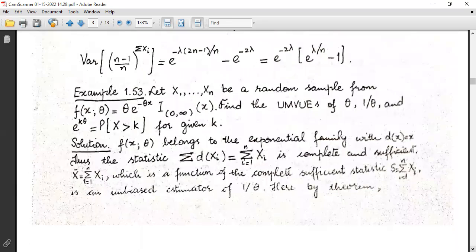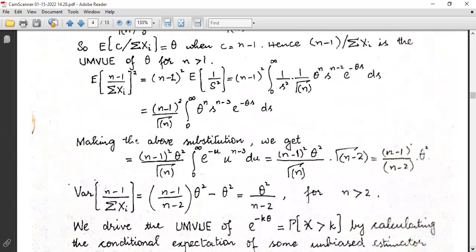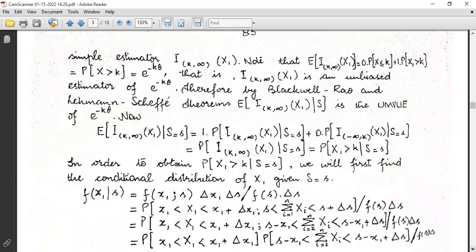We will also find the minimum variance unbiased estimator for the PDF f(x; theta) equal to e to the power minus (x minus theta), with indicator on 0 to infinity of x, and other examples relating to some continuous or some discrete distributions.